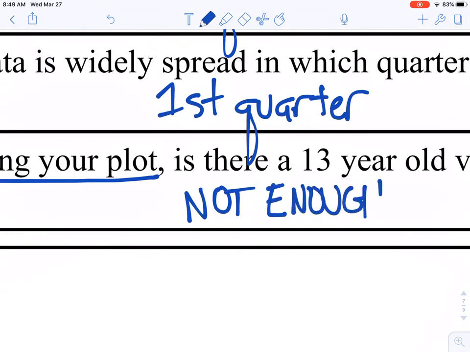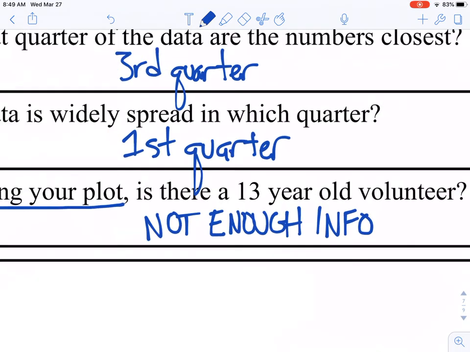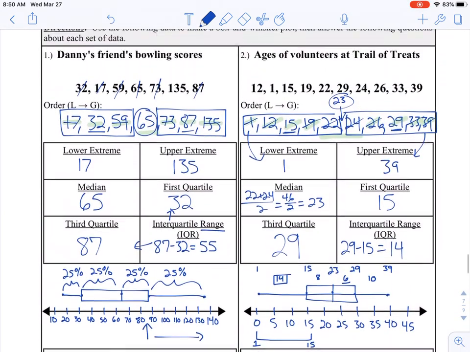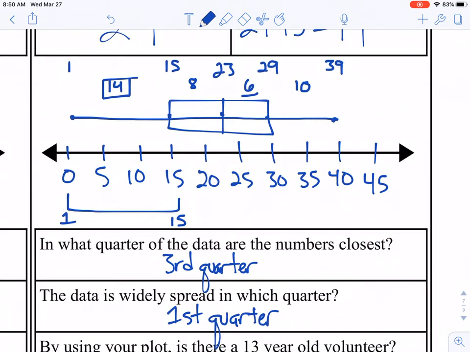Now, if the question didn't say using your plot, it said using your data set, meaning I can zoom out and go all the way back up here to the original set of numbers they gave me, there was no 13. Meaning I would say, no, there isn't anyone who's 13 years old. But based on just the plot, we can't really be sure.